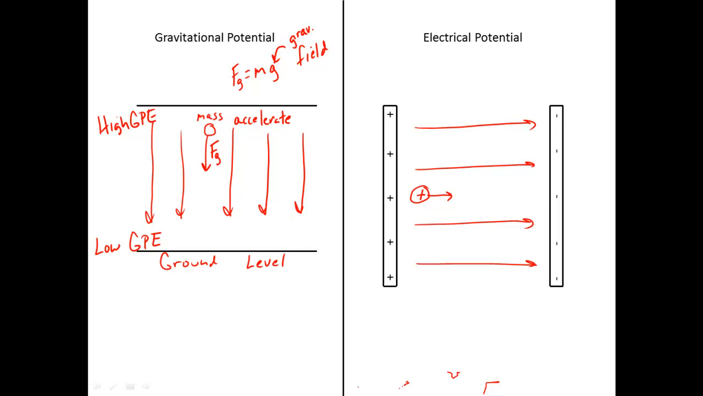Now, this object will also accelerate in the direction of the electric field. I want to say it accelerates in that direction. And the equation for the electric force is going to be this: F equals QE, where Q stands for the charge and E stands for the electric field. That should be review. We covered that last time.